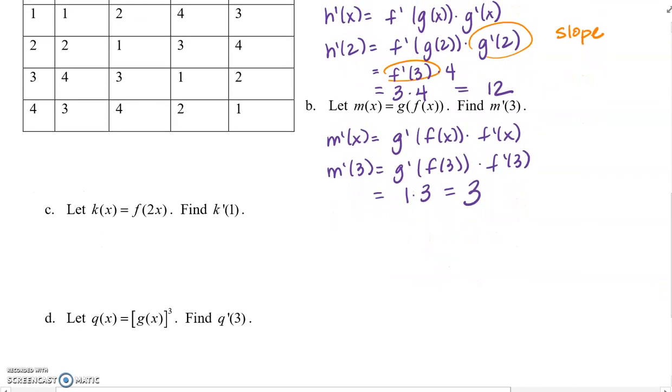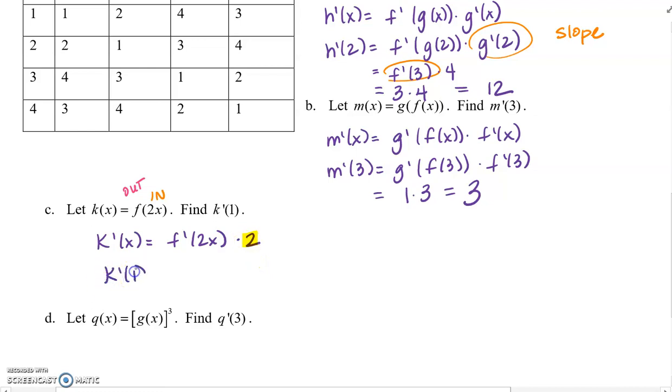Letter C. K equals f of 2x. So it looks a little different than the other ones, but just remember that that 2x is the inside function. And because it's different than x, you do have to work with the chain rule. So k prime is equal to f prime of 2x times 2. This tends to be the thing that most students forget when they're doing this, but the derivative of a line is equal to that coefficient on the x.